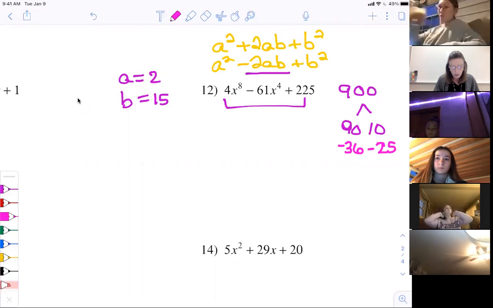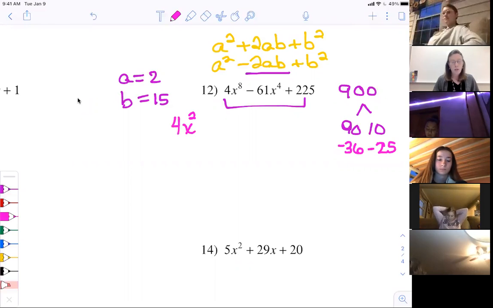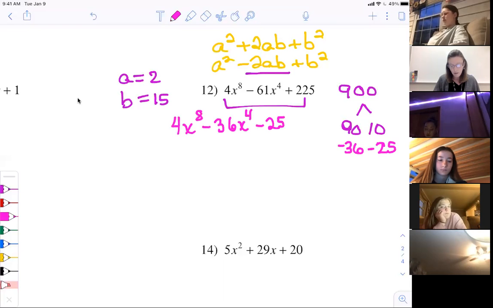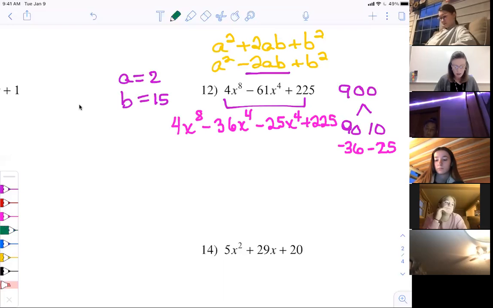And we're going to factor by grouping. So keeping, and I of course wrote x squared because it's just ingrained in me that it's supposed to be x squared, but it's x to the 8th. And then negative 36 gets an x to the 4th because it's 61x to the 4th. And then negative 25 x to the 4th, and finally 225. So the second part of factoring by grouping is to group and pull out what they have in common.